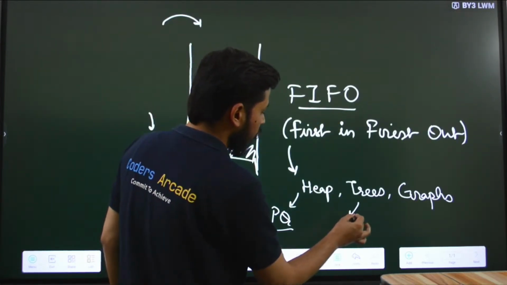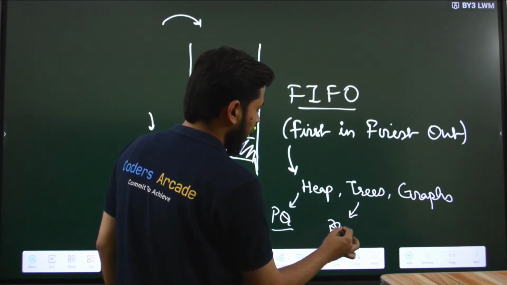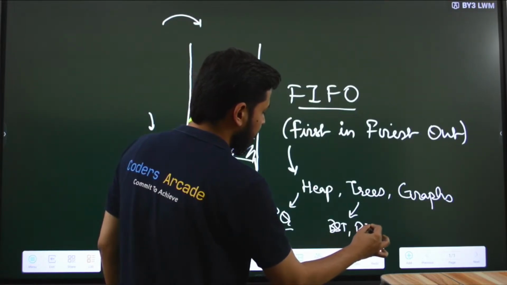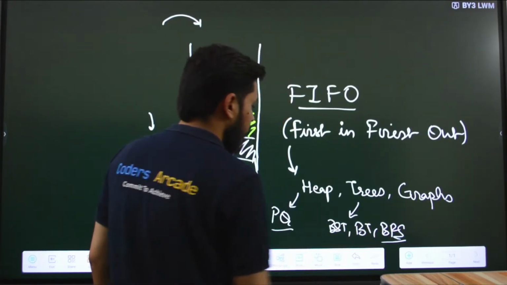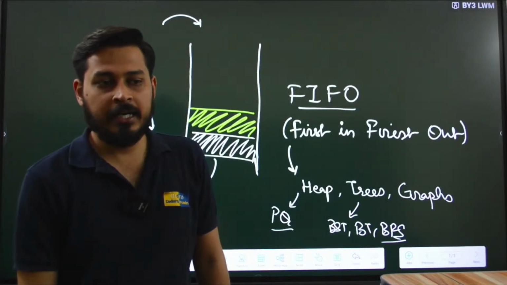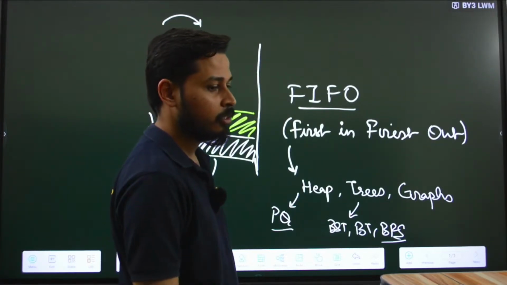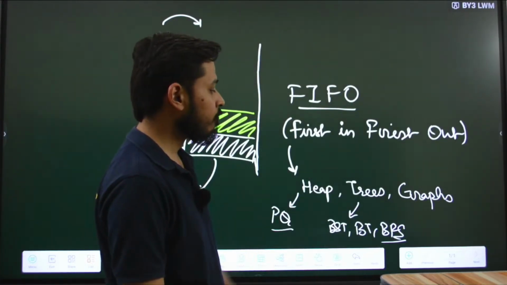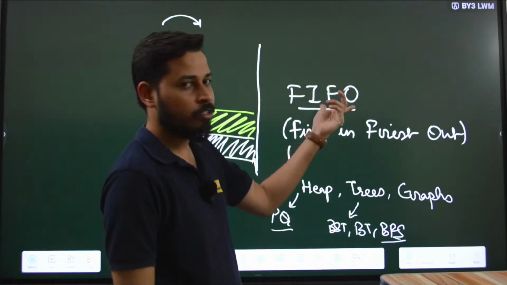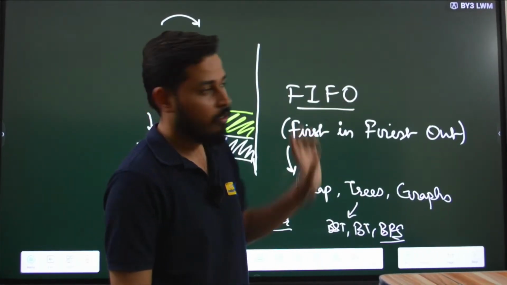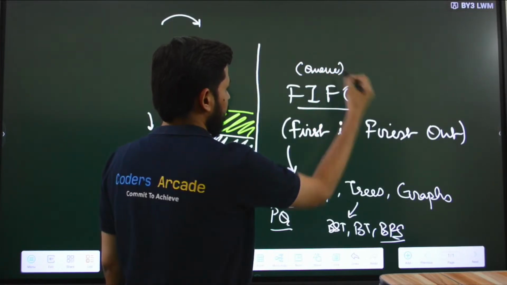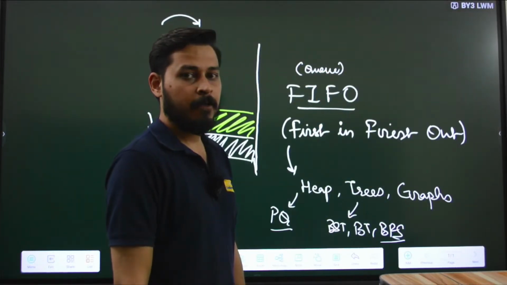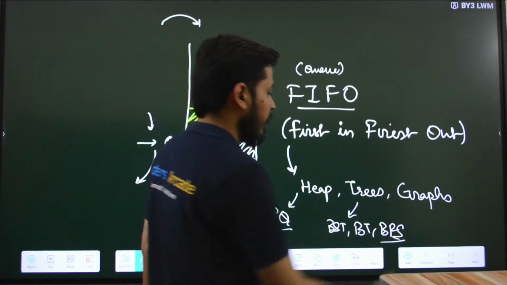In trees we perform BST and BT, binary trees, BFS, breadth first search traversal. In breadth first search traversals, we use the concept of first in and first out, and that is basically your queues. Got my point? Then comes your graphs.